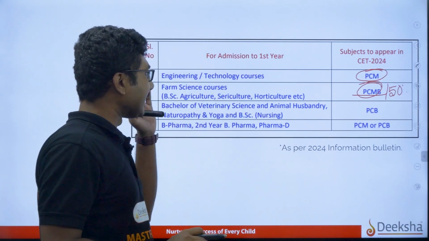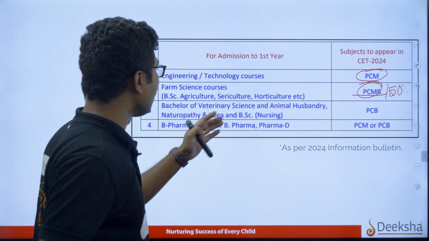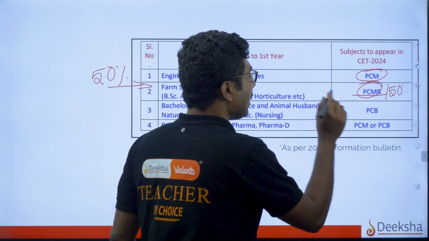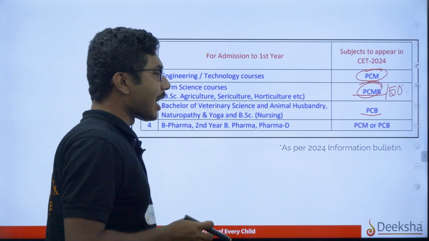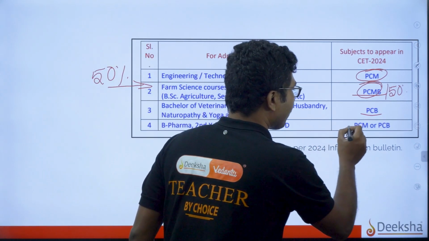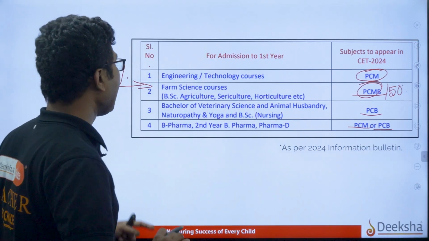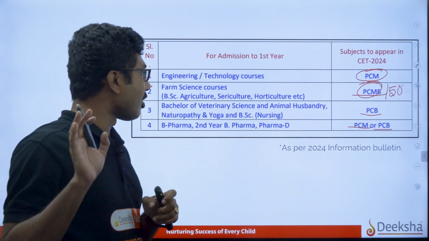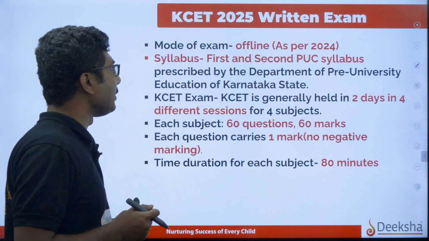For Bachelor of Veterinary Science and Animal Husbandry, Naturopathy and Yoga, and BSc Nursing, you have to appear for Physics, Chemistry and Biology. For B Pharma, 2nd year B Pharma and Pharma D, you have to appear for PCM or PCB, both are okay. So you have understood everything. If you have not understood anything, if you need any clarity, don't forget to mention that in the comment below.